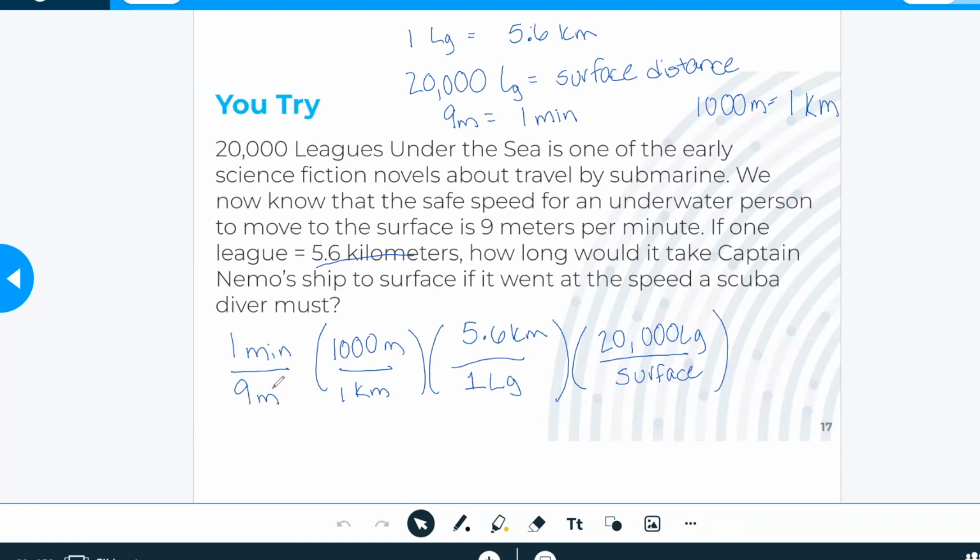Okay. So we'll end up with minutes. Meters cancels meters. Kilometers cancels kilometers. Leagues cancels leagues. Most of our numbers are multiplied except for the 9. I got a different answer than both of you, so let me check my math real quick. 1 divided by 9 times 1,000 times 5.6 times 20,000. Okay, I got the same thing one of you got. So 1.24 times 10 to the 7th minutes to surface.